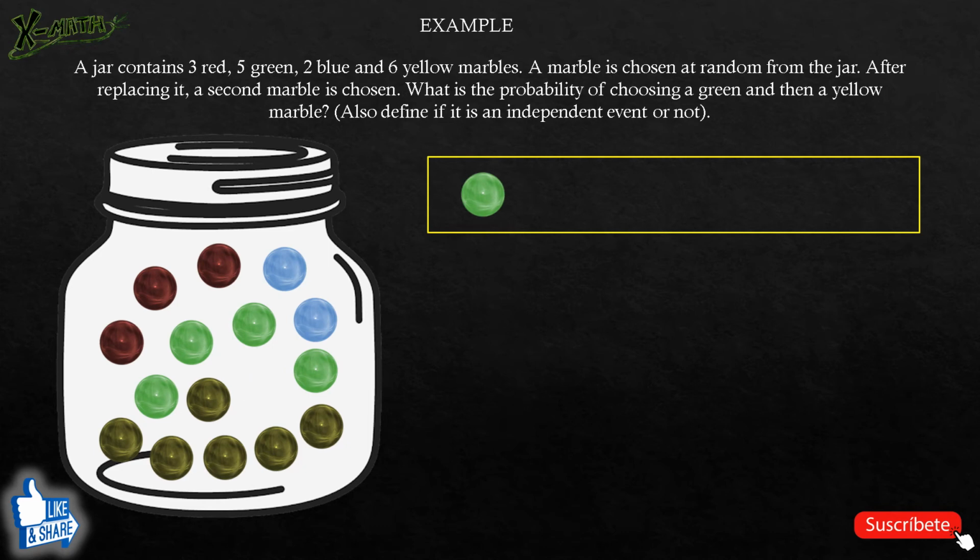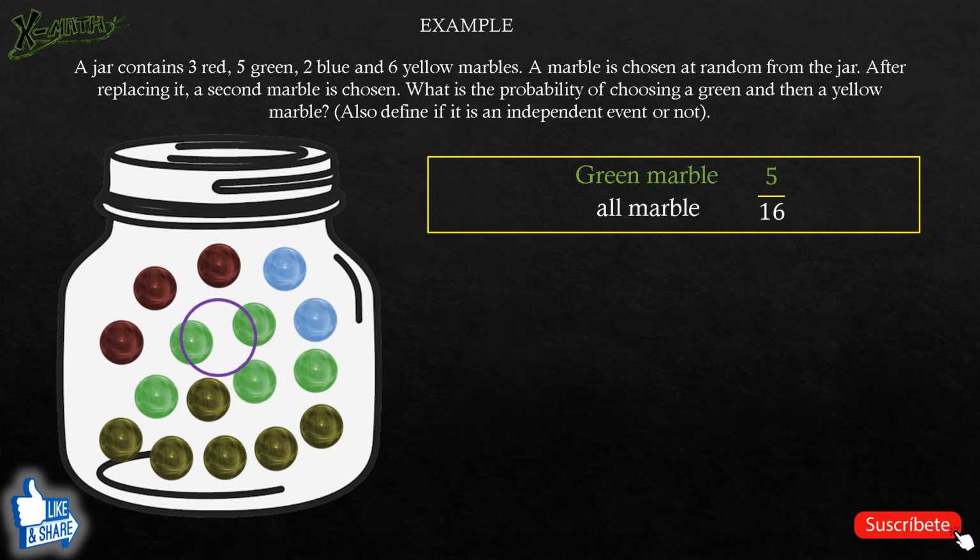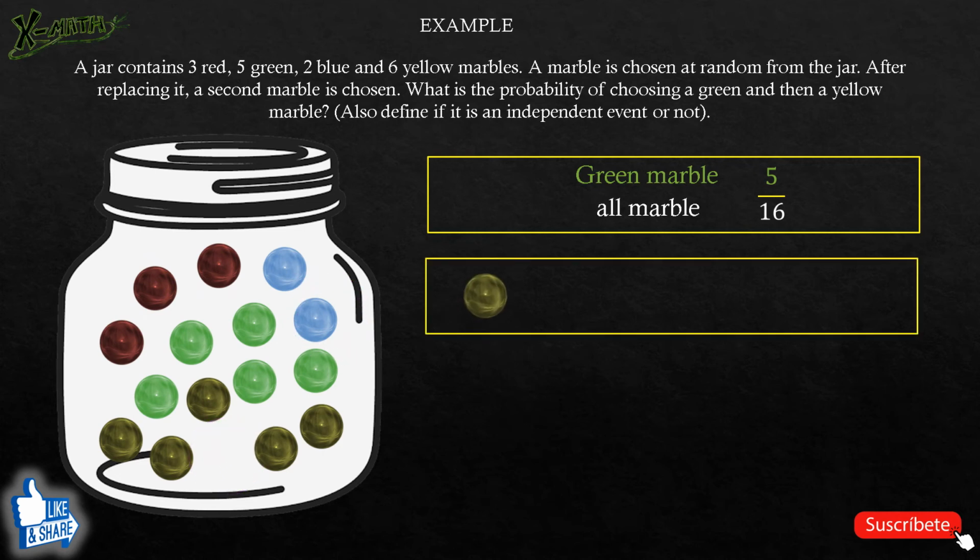How many green marbles do we have? We have a total of 5 green marbles. And how many marbles in total do we have in the entire jar? Well, we have 16 marbles if we add them. So that gives the probability 5 out of 16. Then the problem says that we need to replace it. So let's take it back into the jar. Then we pick another marble at random. And let's assume that now it's a yellow marble. So we gotta do exactly the same thing to get the probability for this one.